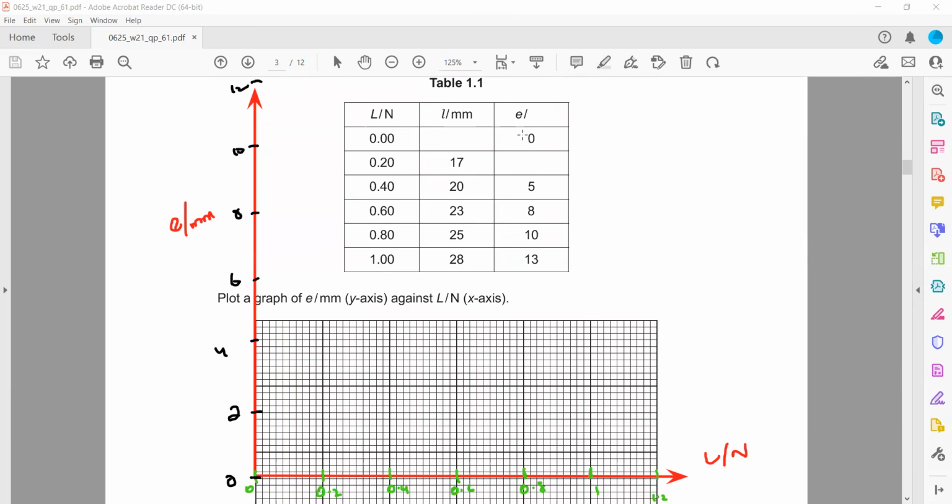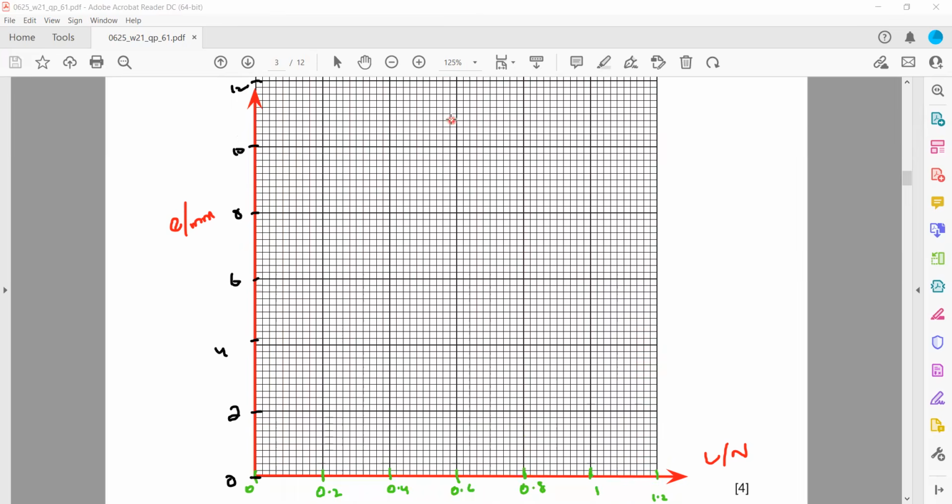So when load is 0, extension is 0. When load is 0.2, extension was 2. So 0.2 and 2. You can either use a dot or a cross to mark the point, but better use a dot. The reason is that when you want to plot a best fit straight line, you can identify the positions accurately with a dot rather than a cross. So we put a dot.